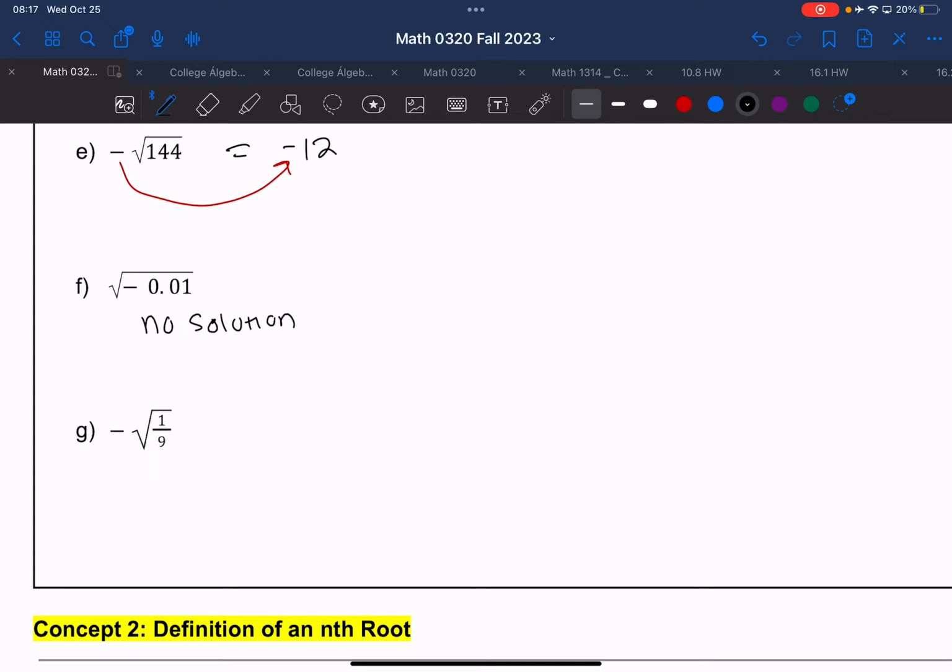So since we have the square root of a fraction, how can I rewrite this? Good. Square root of 1 over the square root of 9, and I'm just going to bring that negative with us. So what's the square root of 1? And what's the square root of 9? 3, and then again, I just bring the negative with us. That means our answer is negative 1/3. So the only way you would have a negative in your answer is if the negative was outside of the radical, the square root.